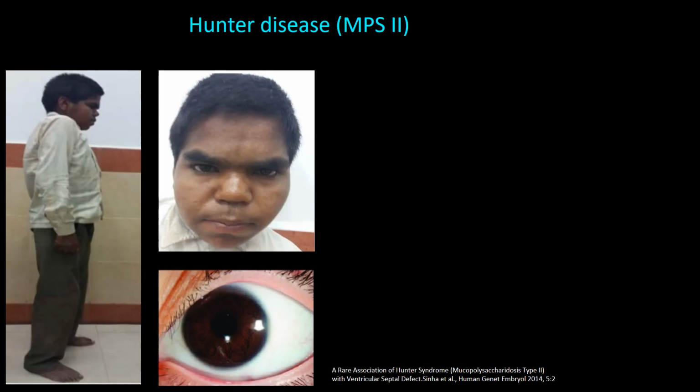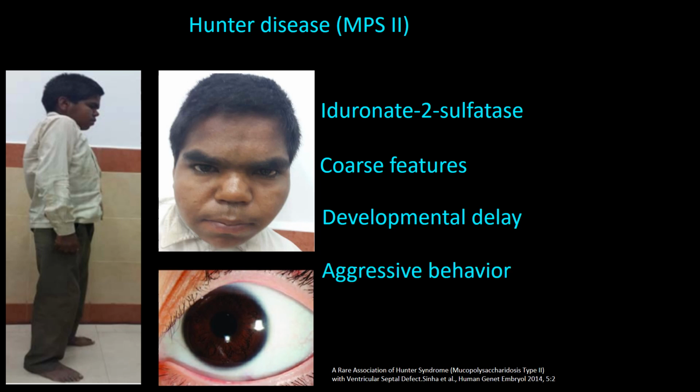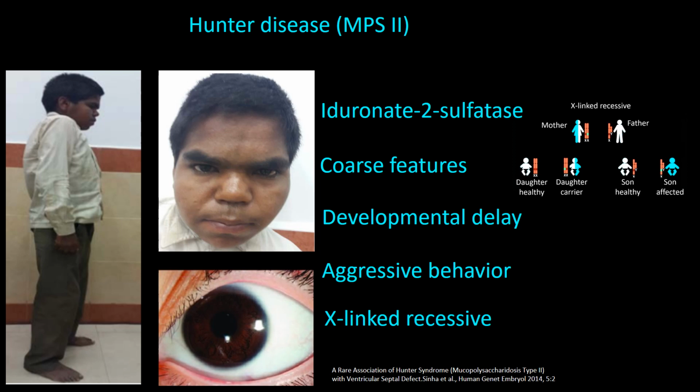In this frame, you can see some of the features of Hunter syndrome. Hunter syndrome is due to iduronate 2-sulfatase deficiency. Features are coarse, but they usually are not present until about 2 years of age. Development is delayed, but again, definite signs of developmental delay are not apparent in the first year of life. Behavior is usually aggressive. This is an X-linked recessive disorder. Hence, when mother has the gene, preconceptional chances are that one of 2 daughters will be carriers and one of 2 sons will have the disease.